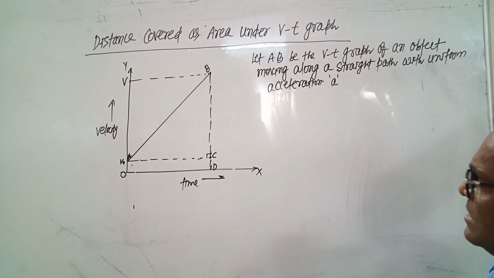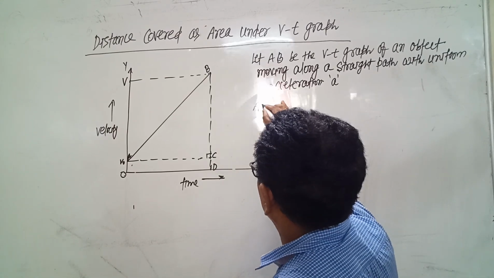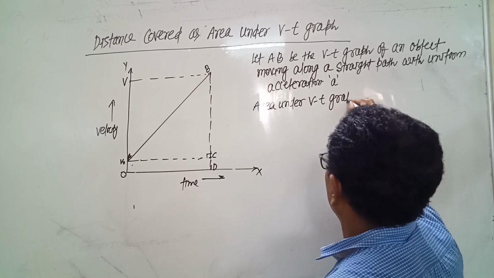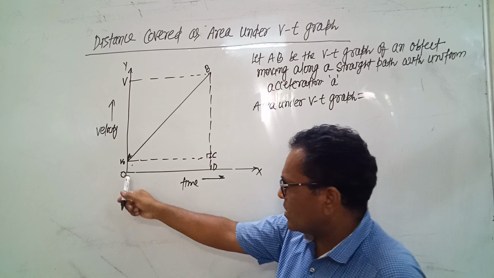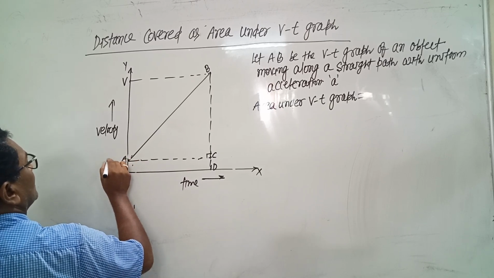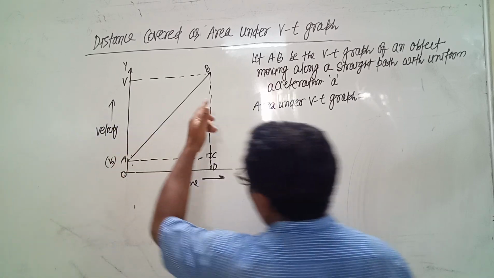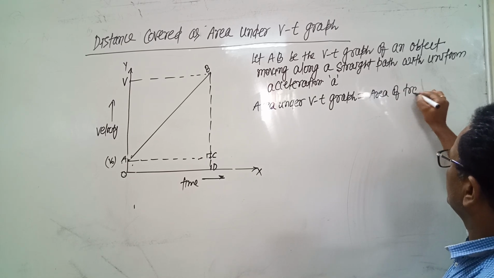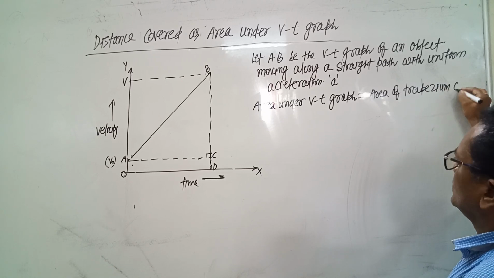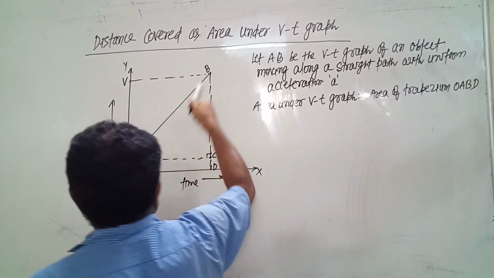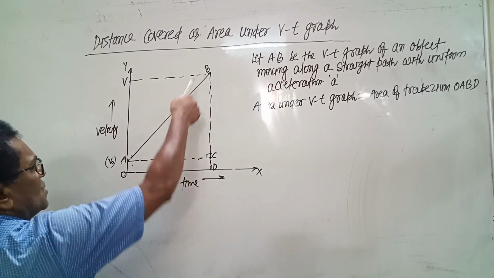Now, the area under the velocity-time graph is equal to the area of the trapezium OABD. The area bounded by this graph is the trapezium OABD.